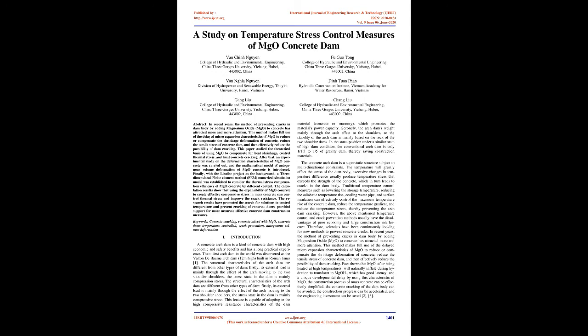Introduction. A concrete arch dam is a kind of concrete dam with high economic and safety benefits and has a long practical experience. The oldest arch dam in the world was discovered as the Vallon de Baume arch dam, 12 m high, built in Roman times. The structural characteristics of the arch dam are different from other types of dam. Firstly, its external load is mainly transmitted through the effect of the arch to the two shoulders. The stress state in the dam is mainly compressive stress.